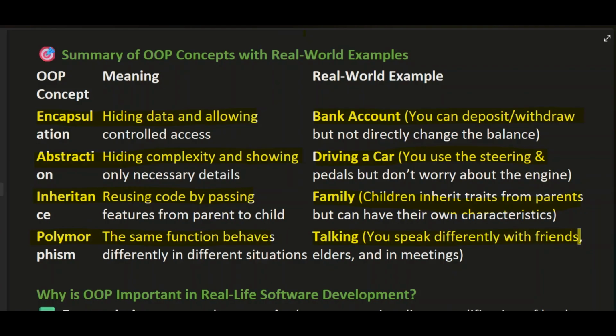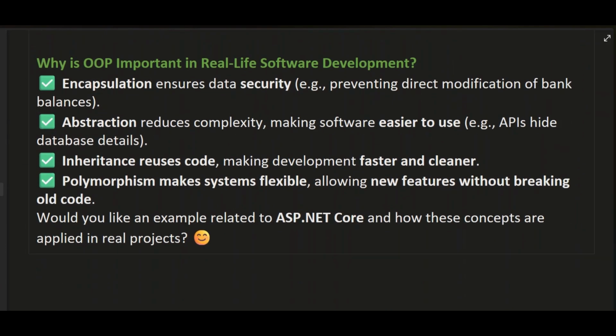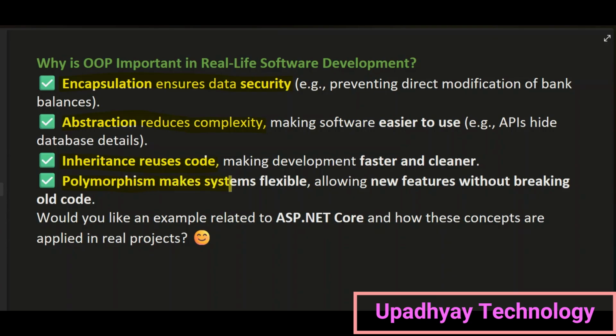Why is OOP important in real-life software development? Encapsulation ensures data security, e.g., preventing direct modification of bank balances. Abstraction reduces complexity, making software easier to use, e.g., APIs hide database details. Inheritance reuses code, making development faster and cleaner. Polymorphism makes systems flexible, allowing new features without breaking old code.